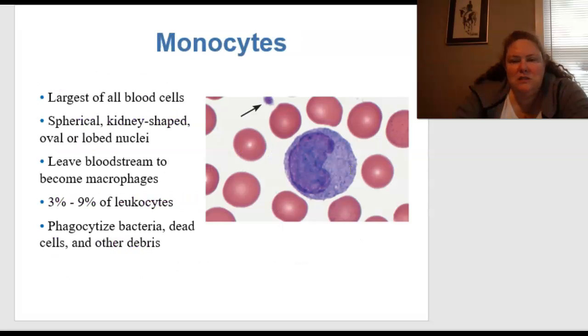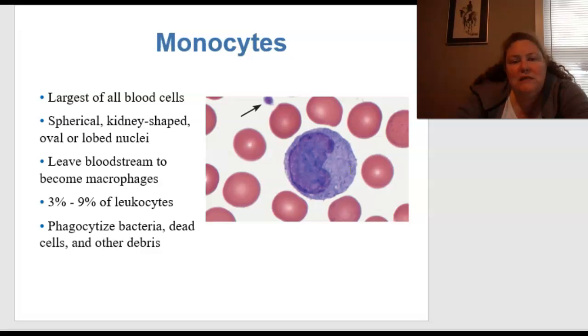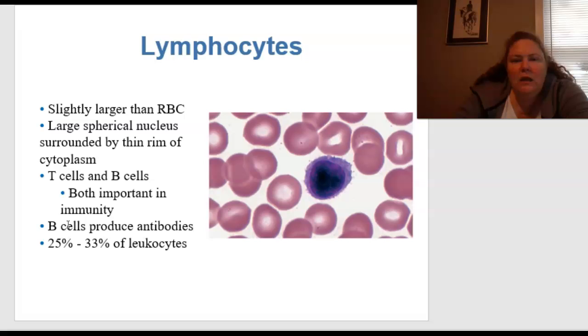Monocytes are the largest of all blood cells, and all of these are in my book on page 446. They are spherical or round, and they have kidney-shaped, oval, or lobed nuclei right there. They leave the bloodstream to become macrophages, and these are 3 to 9% of leukocytes, and they phagocytize, or eat up, bacteria, dead cells, and other debris.